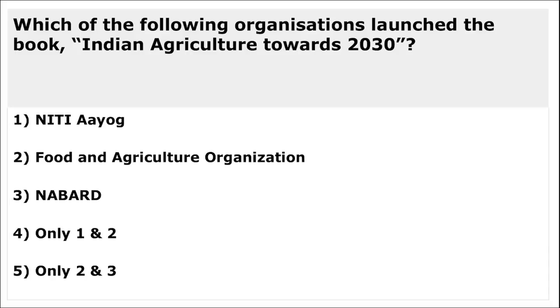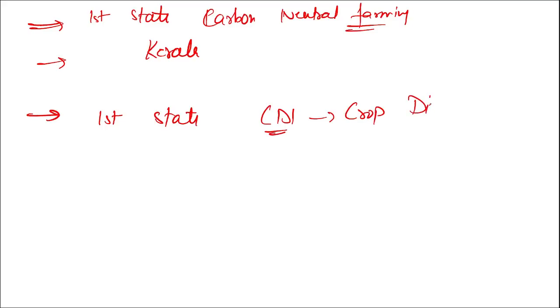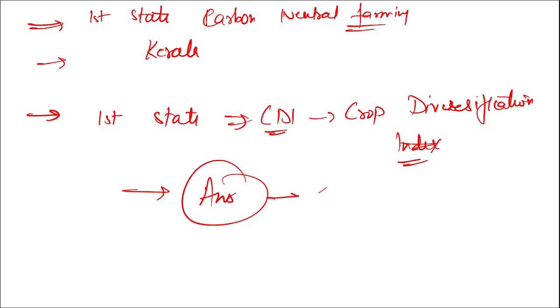Next, if I ask you some other important questions, tell me the first state to introduce carbon neutral farming methods. It is Kerala. It is your Kerala state. All right. Then apart from this, tell me the first state to implement the crop diversification index. Not the year, just remember the first state to implement the crop diversification index. Which is the state? It is Telangana. Telangana is the first state in India to implement the crop diversification index.